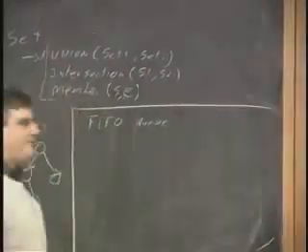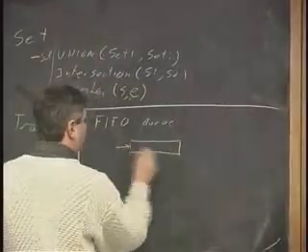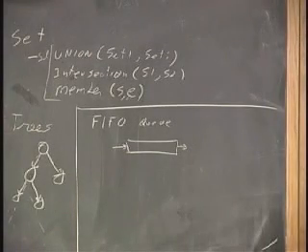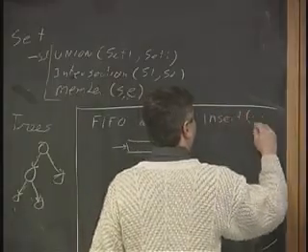The FIFO queue. All right, I like to draw them like this. We've seen this, an instantiation, when we were talking about event queues. These have insert and remove operations, just like our stack.